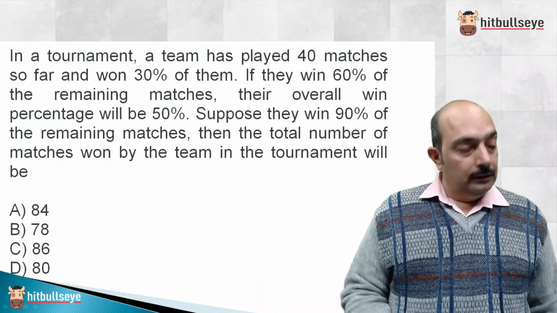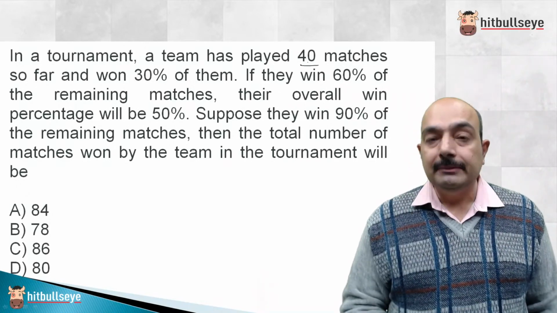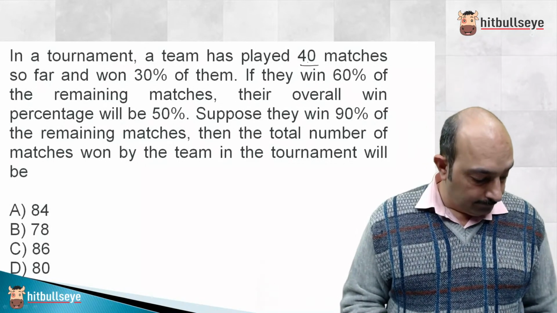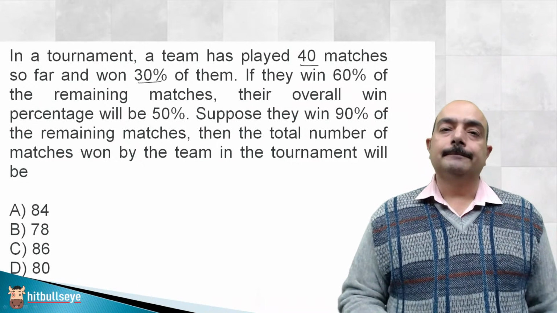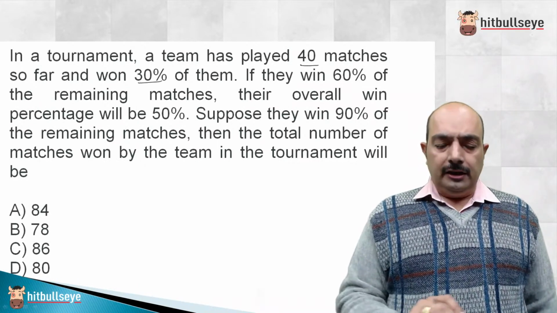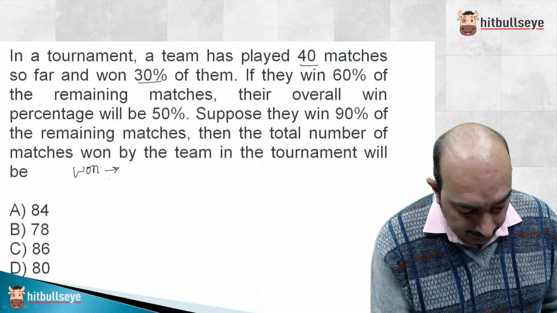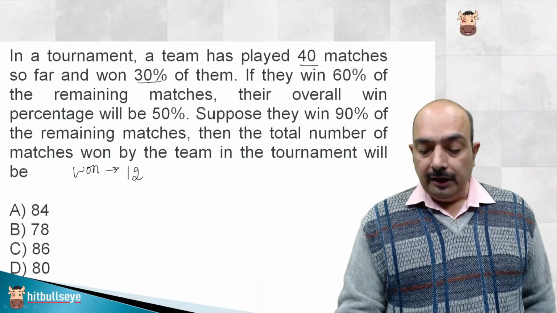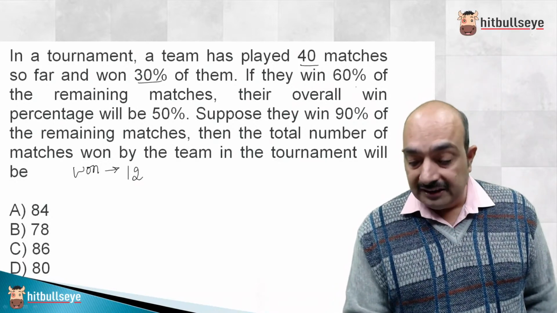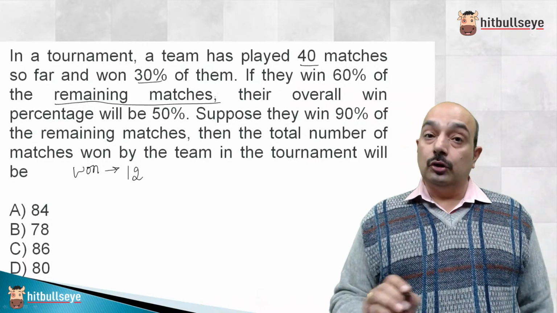So let us solve it. A team has played 40 matches, and they have won 30%. Total 40, and they have won 30% means how many they have won till now? 12. If they win, observe this, 60% of the remaining matches, which we do not know.